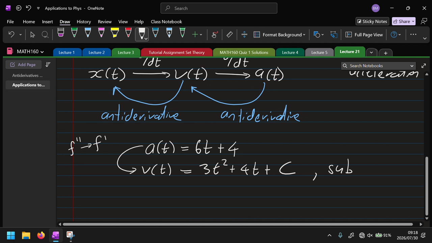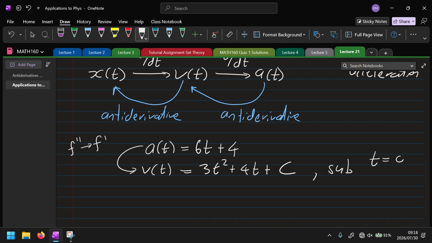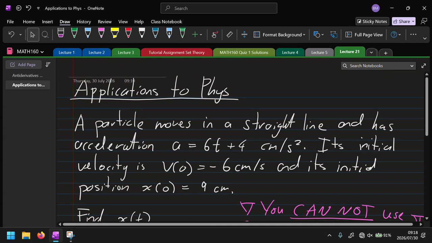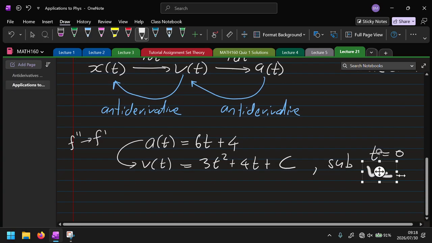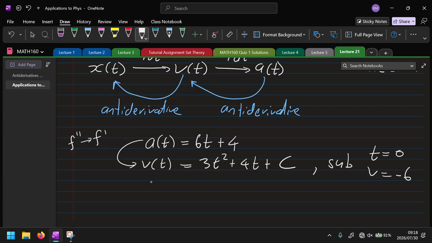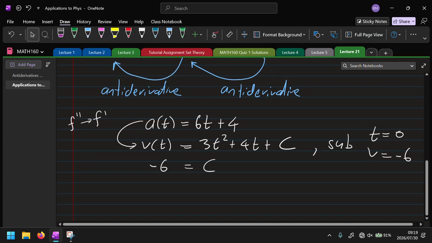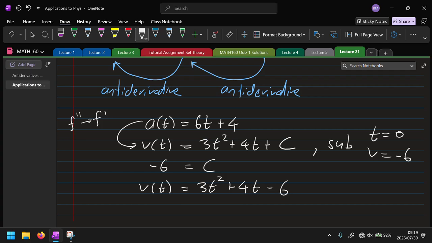So let's write that out. When t is 0, v must be minus 6. So let's substitute, solve for c. That was easy. t is 0, we get c is minus 6. Good. So that's the velocity.